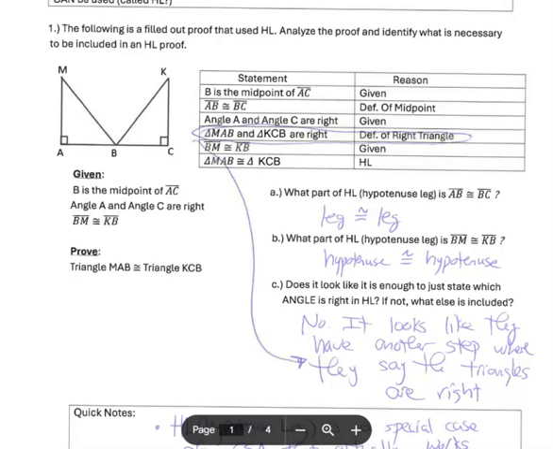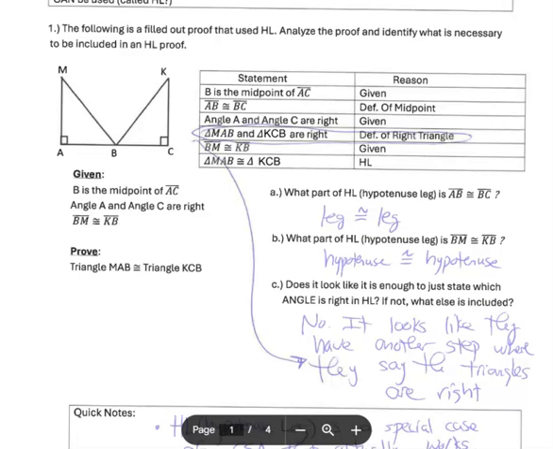So that's a hypotenuse congruent to a hypotenuse. And then it says, does it look like it is enough just to state that the angle is right in HL? If not, what else is included? It seems like they stated that the angle is right, which is usually given, and then they have to state the triangle is right, and that's the definition of a right triangle. So this is the main difference between how we have used right angles before and how we use them now. If you are finishing with anything other than HL, so SAS, ASA, AAS, and you are using a right angle, you state that all right angles are congruent.